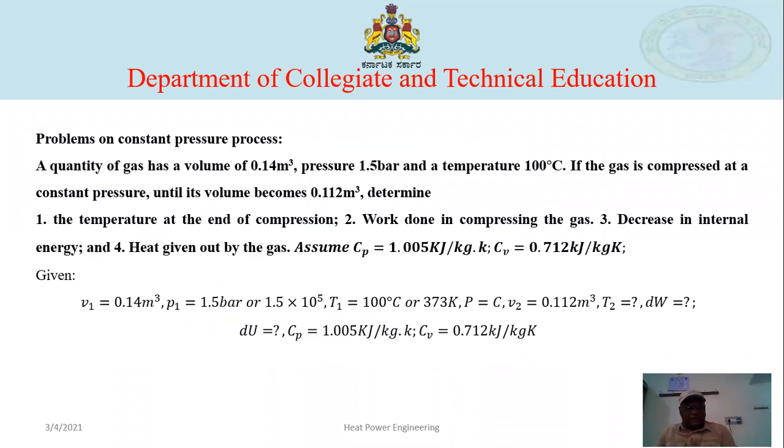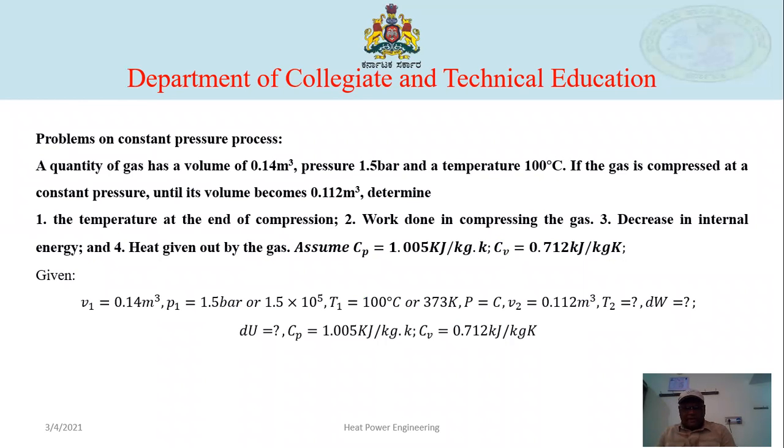Well, a quantity of the gas has a volume of 0.14 meter cube, pressure 1.5 bar, and temperature 100 degrees Celsius. Okay, this is the initial state. If the gas is compressed at constant pressure, okay, the pressure is 1.5 bar. This will not change throughout the process.